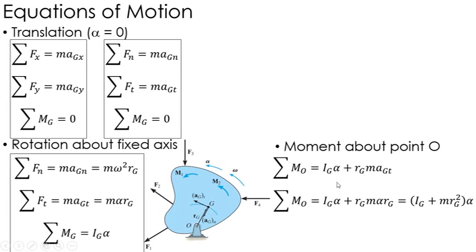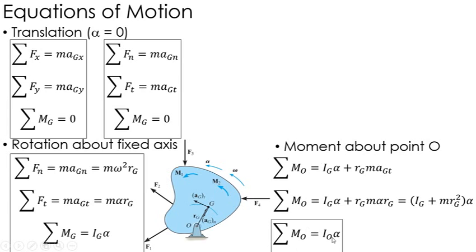So after I do that, I can separate this out. I've got I alpha. And instead of the acceleration in the tangential direction, I'm going to switch that to alpha r, because that is, by definition, the acceleration in the tangential direction. Now I can pull out my alpha, and I have I_G plus m r squared, times alpha. And as everybody remembers from the mass moment of inertia, that is my parallel axis theorem. So this I_G plus m r squared actually equals the moment of inertia about point O.